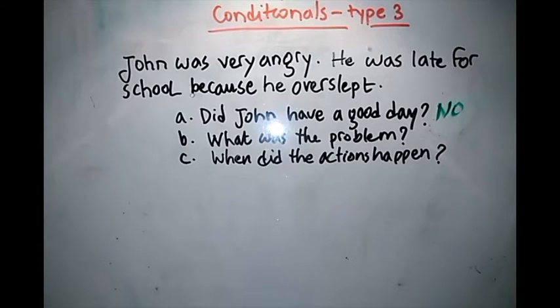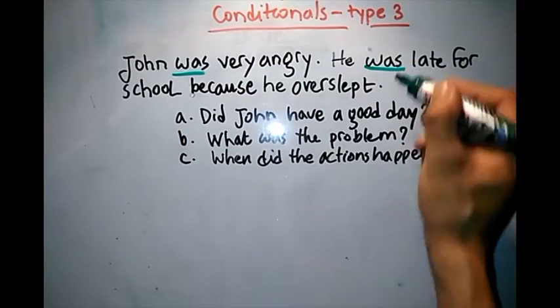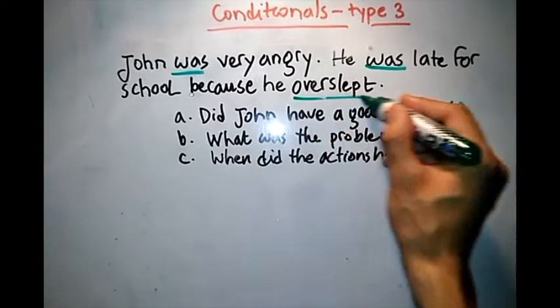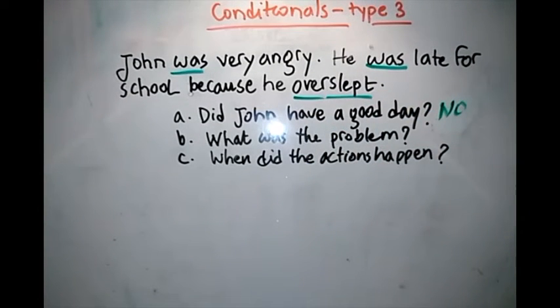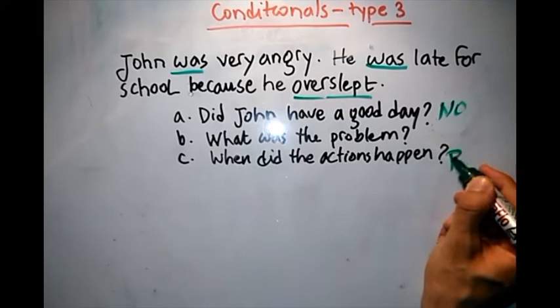C. When did the actions happen? So as you can see, he was very angry. He was late for school and he overslept. So as you can see, all the actions happened in the past.